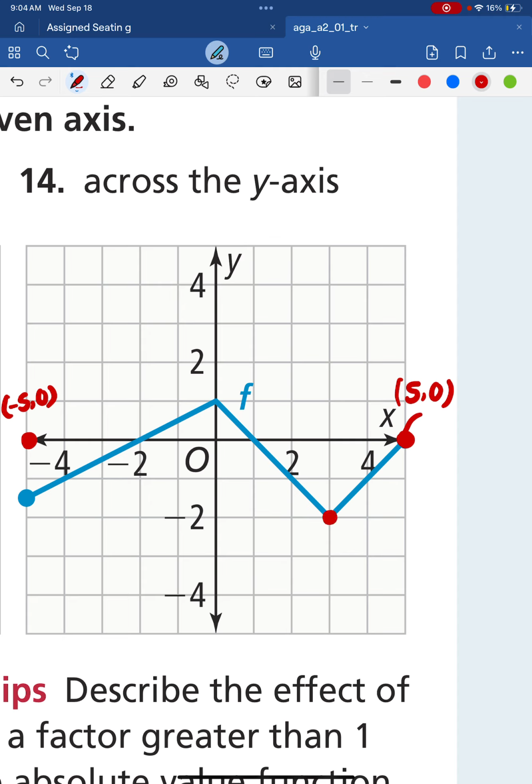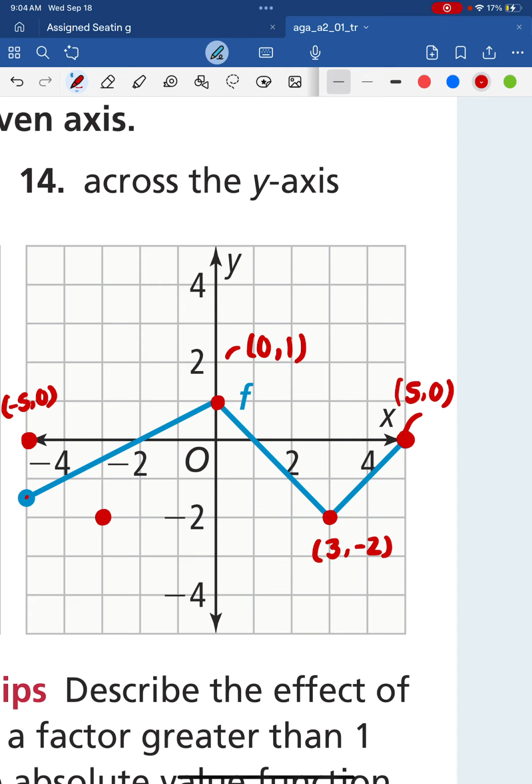I'll do my next point. Take this one. This point is 3, negative 2. When I reflect it across the y, it's going to become negative 3, negative 2. I'll do this point up here. When I reflect this point across the y, my original point is 0, 1. You can't make 0 negative, so that point just stays where it's at.